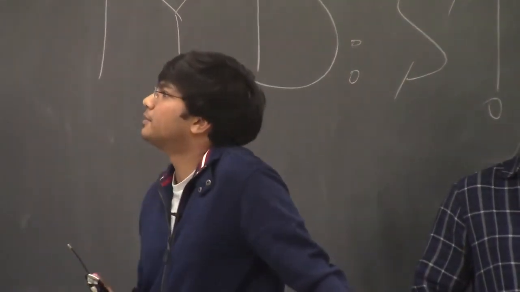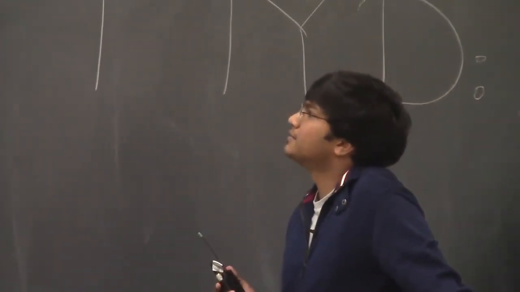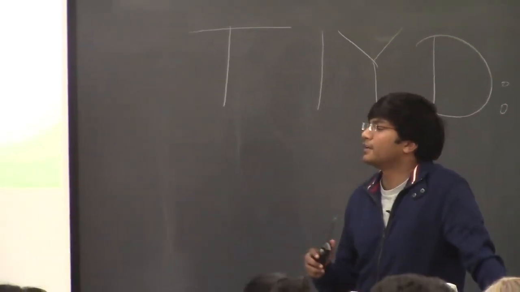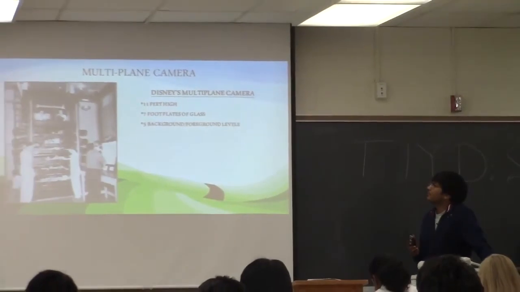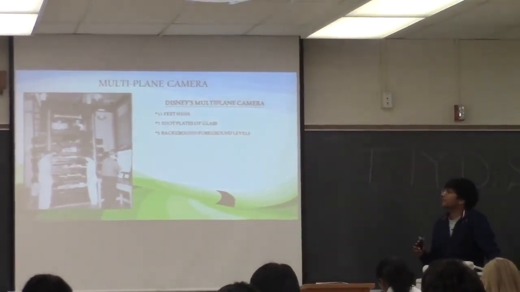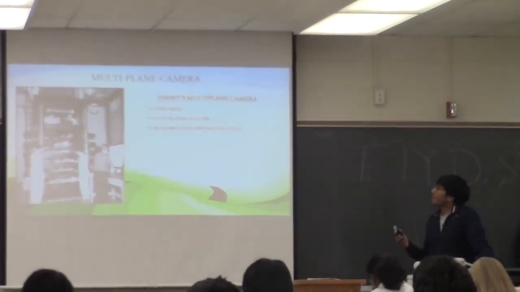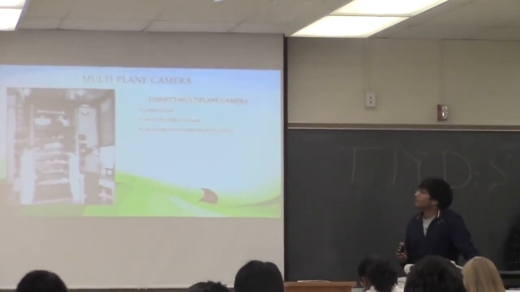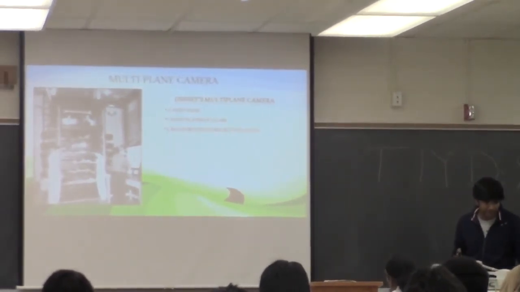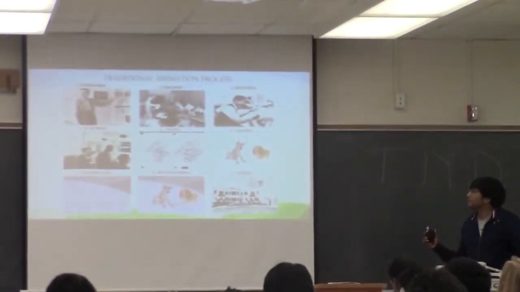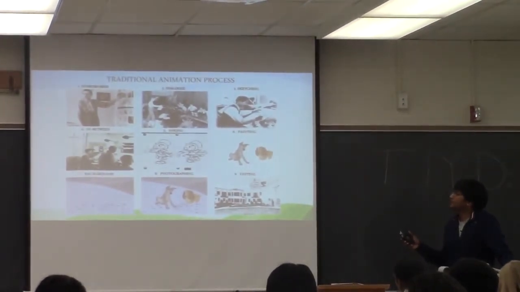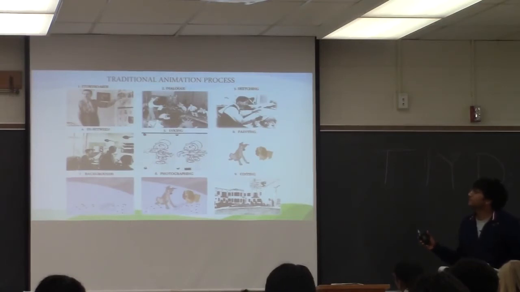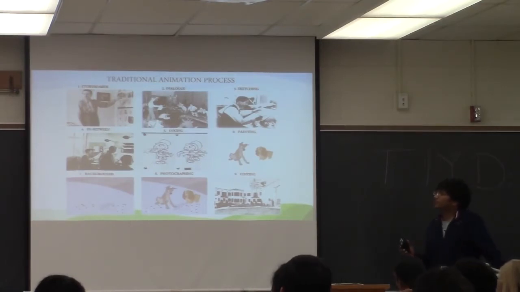This is the first multiplane camera used by Disney. The making of the animation serials. It is 11 feet high and has 7 foot plates of glass and 5 background and foreground levels. This is a traditional animation process that is used to make animation films. The first step is storyboard, like making the blueprint of the comic.